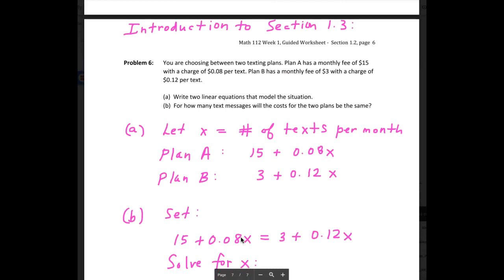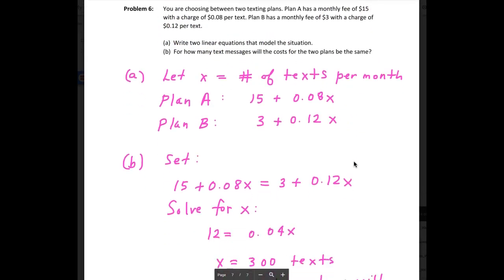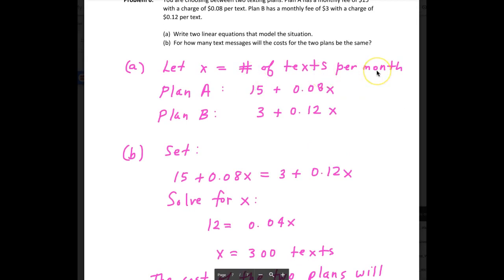Now, this is a new problem. It's really an introduction to section 1.3, and I'd just like you to think about it. So suppose we're choosing between 2 texting plans. Plan A has a monthly fee of $15 with a charge of 0.08 dollars per text, and Plan B has a monthly fee of $3 with a charge of 12 cents per text. Let's write 2 linear equations that model the situation. So if X is equal to the number of texts per month, we've got 15 plus 0.08X for Plan A, and 3 plus 0.12X for Plan B.